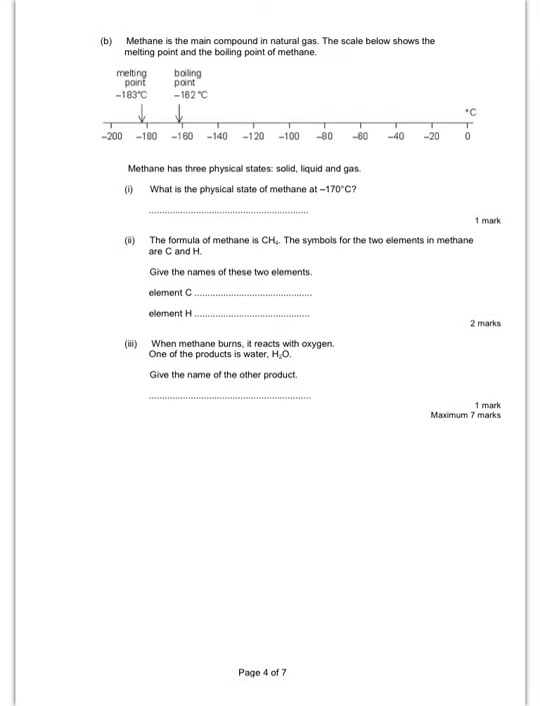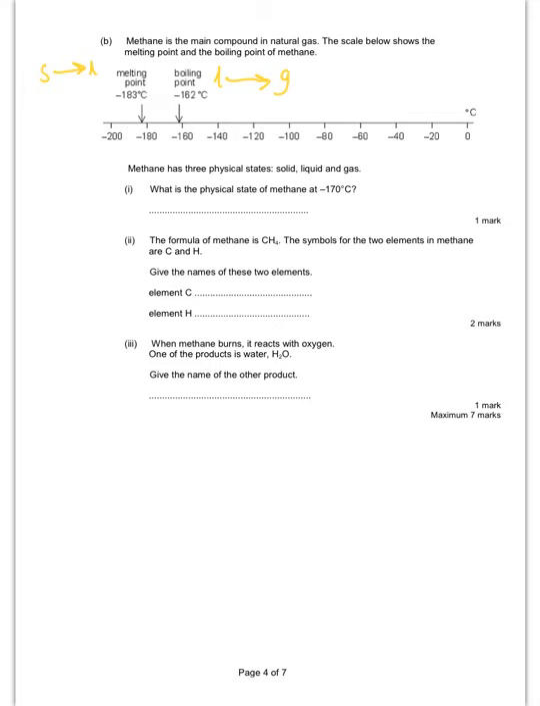Sticking with particles, methane is the main compound in natural gas. The scale below shows the melting point and the boiling point of methane. Now the boiling point is the temperature that something boils at, and so that means it's the temperature where a liquid turns into a gas. And the melting point is the temperature that something melts at, and that's where a solid turns into a liquid.